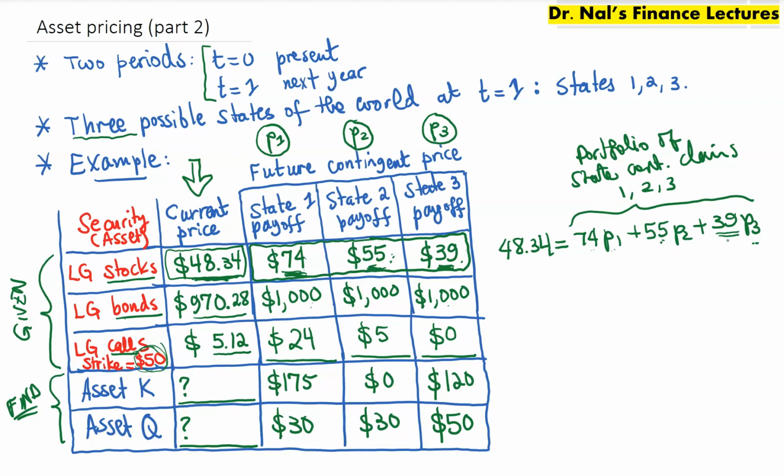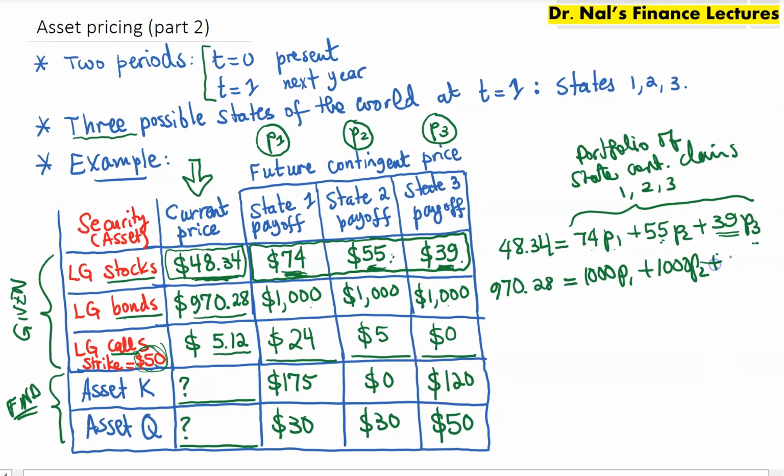Now what we can do is go ahead and do the same thing for the bond. I'm just writing the equations right away. I'm not going to bother explaining it. 1000 = 1000 P1 plus 1000 P2 plus 1000 P3, and the last one is the call option: $5.12 equals 24 P1 plus 5 P2 plus 0 P3.